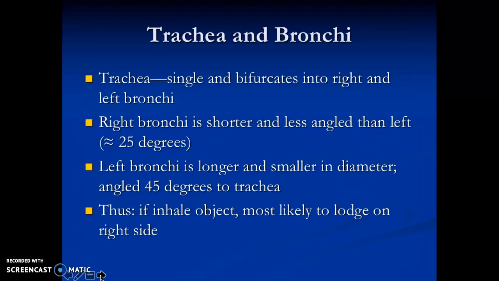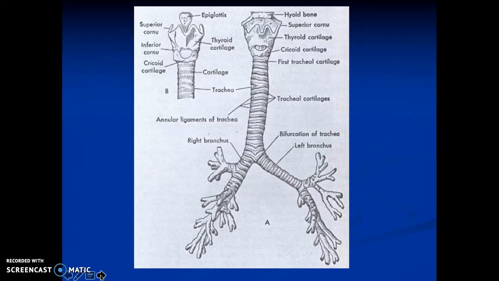The right bronchus is shorter and it's less angled than the left bronchus. So the right bronchus obviously turning right and going to the right lung, the left bronchus turning left, going to the left lung. More angle on the left bronchus. If an object was aspirated, say a dental object, a crown is aspirated, it is most likely to go into the right side because that angle to the right is less so.